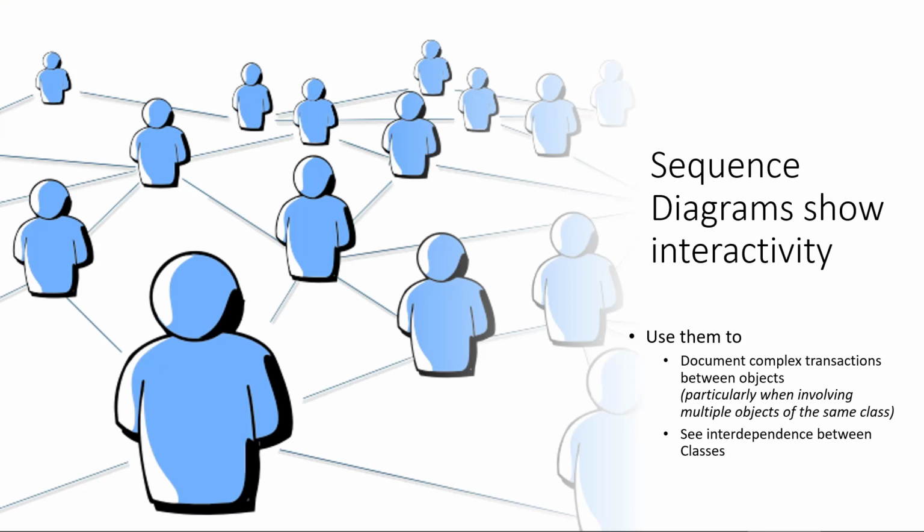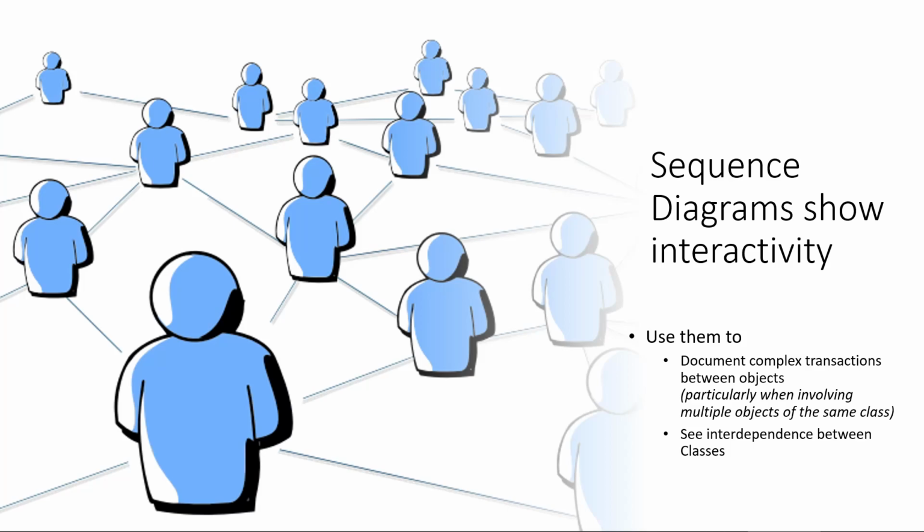So in general, sequence diagrams are there to show interactivity. You're going to use them to document these complex interactions between objects, particularly when you have a bunch of objects of the same class that are going at the same time. The reality is not every single bit of code you write will have sequence diagrams. I actually use them very rarely, but when I use them, it's really helpful for people to understand a complex interaction or the way the code behaves or the structure of the code.